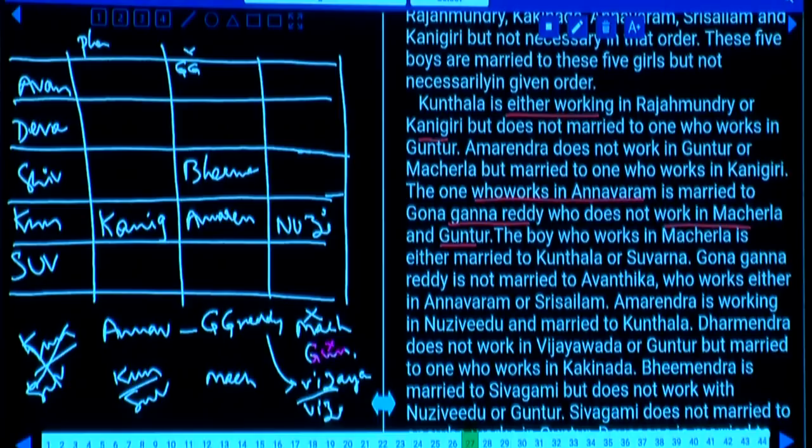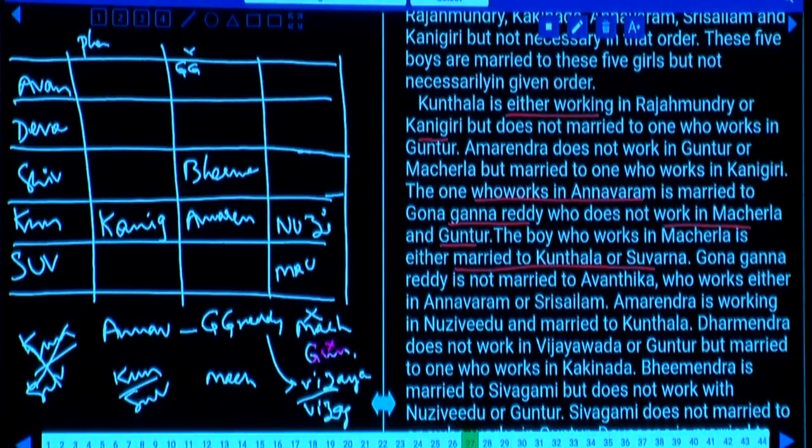And this Goan Ganna Reddy must work in Vijayawada or Vizag. And the boy who works in Machalla is married to either Kuntala or Suvarna. Hence Machalla is either married to Kuntala or Suvarna. Kuntala is not possible because Nujivid is already there. So Suvarna must be Machalla.